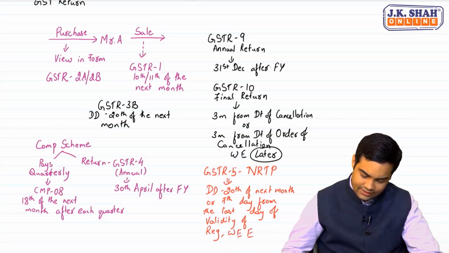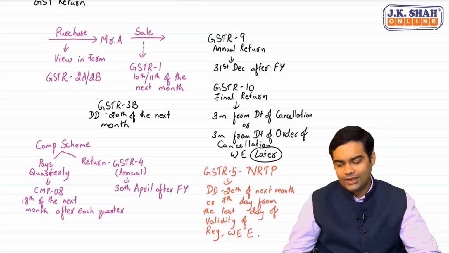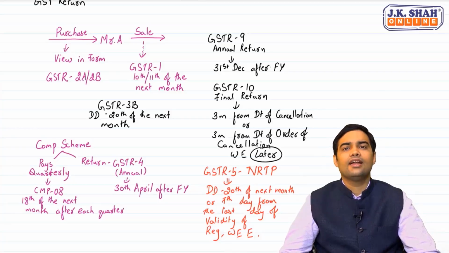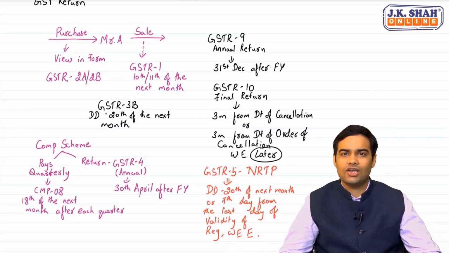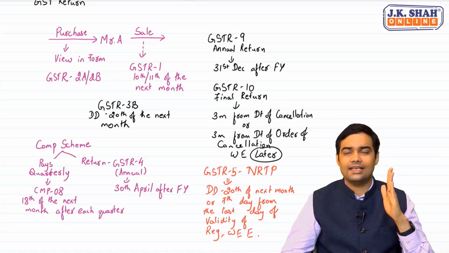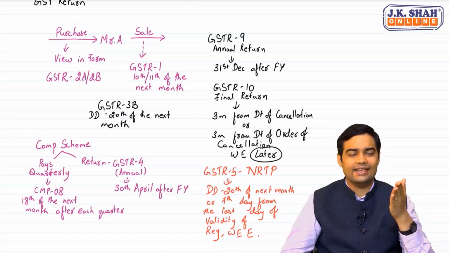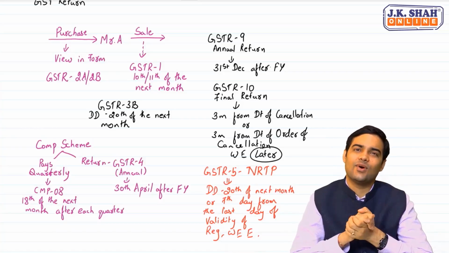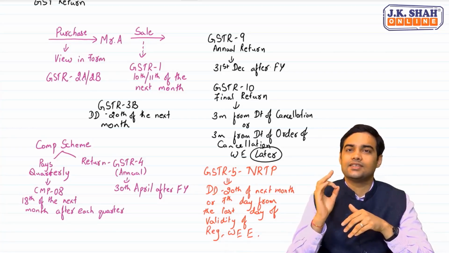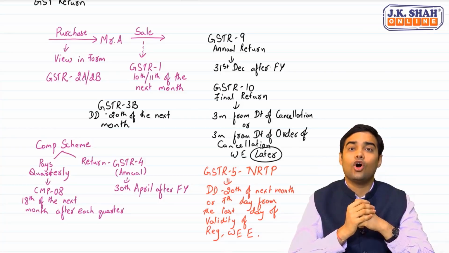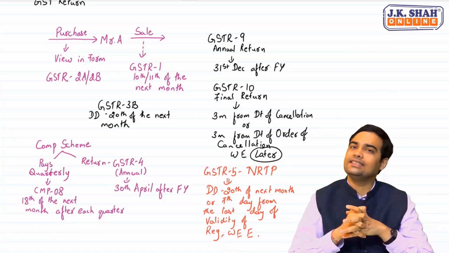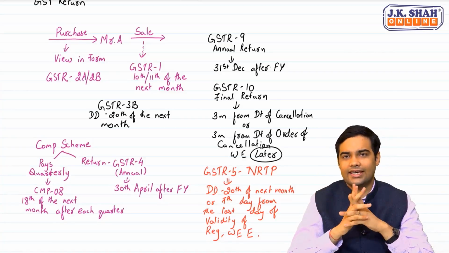earlier. Be very careful. When we talk about an NRTP, he might have taken registration for a limited period. That's why the moment his last day of validity of registration ends, within the next 7 days, he is required to file a return called GSTR 5. So that's why it is 20th of the next month or 7th day from the validity of registration, whichever is earlier. Say, suppose I were to take an example.